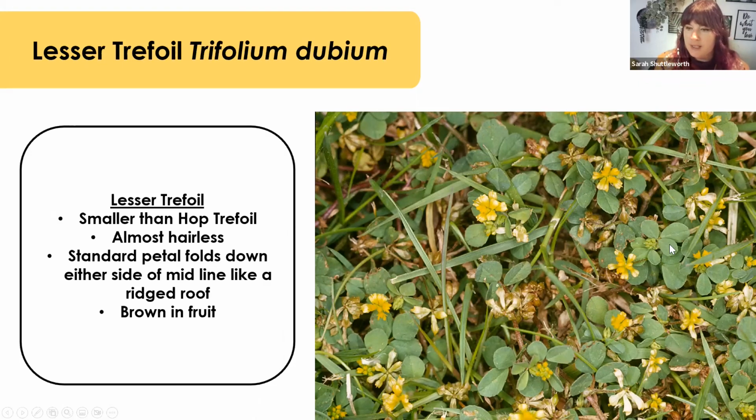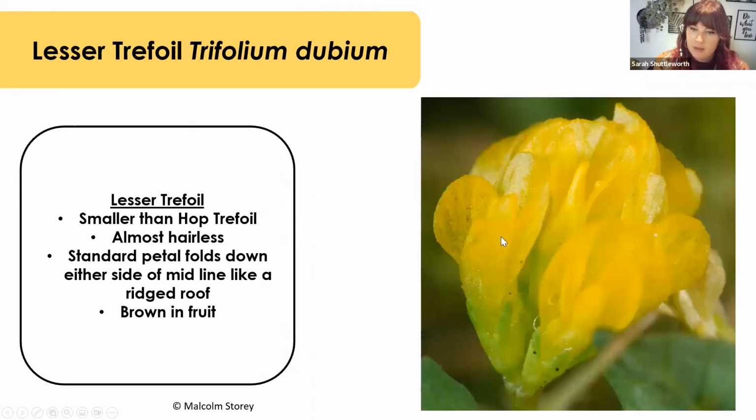So black medic also looks very like lesser trefoil, and the two can easily become confused. But one of the things that lesser trefoil doesn't have, that black medic does, is the mucronate little bristle at the end of the leaf. It doesn't have that. But yeah, it's not hop trefoil because of the shape of the flowers and the size of it generally. So you can see just a close up here of the flower shape, and that standard petal is not bending and folding over and creating that hop cone shape.